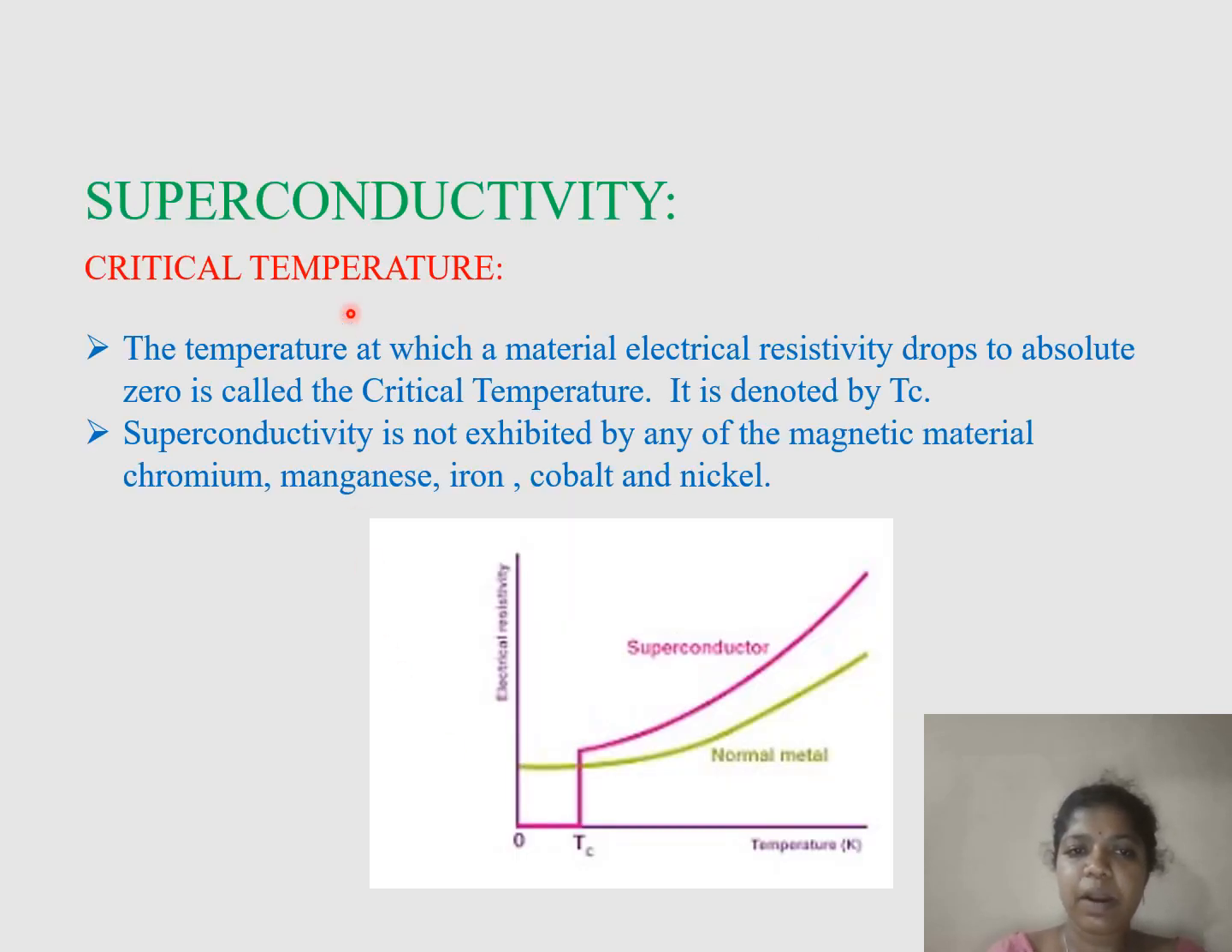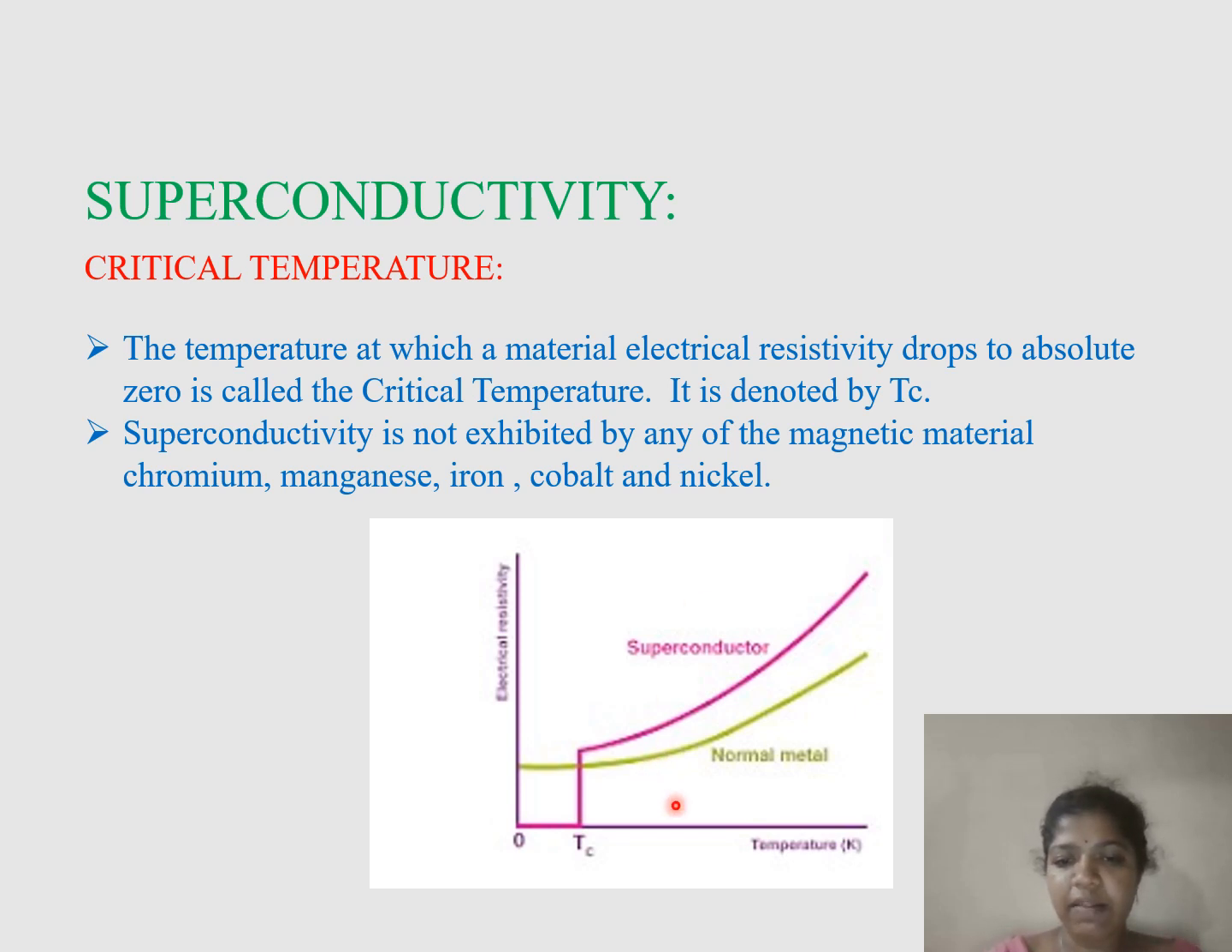And next one is superconductivity. What are the materials that exhibit the superconductivity nature? The important term used in superconductivity is critical temperature. That means the temperature at which a material's electrical resistivity drops to absolute zero is called the critical temperature. It is denoted by Tc. Most of the known superconductors are alloys or compounds, but superconductivity is not exhibited by any of the magnetic materials like chromium, manganese, iron, cobalt, and nickel.